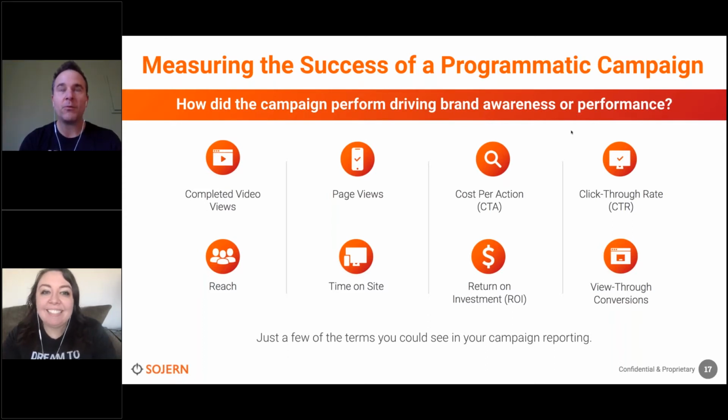So when we talk about measuring the success of the programmatic campaign, and we get into the reasons why I'm such a fan of it, you can hear a lot of people talking about different things. So page views, cost per action, click-through rates, return on investment, time on the site, reach. All of those items relate to interacting effectively with the ads, which Laura's gonna talk about next. But you can see all of these items possibly in your campaign reporting. It can be very confusing as to where you want to focus your efforts and your attention.